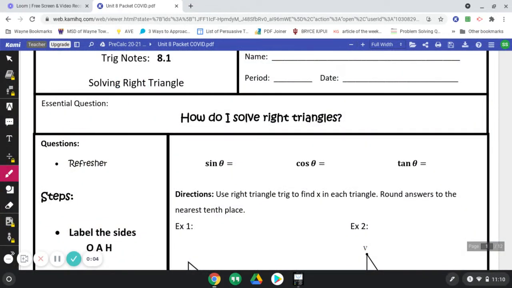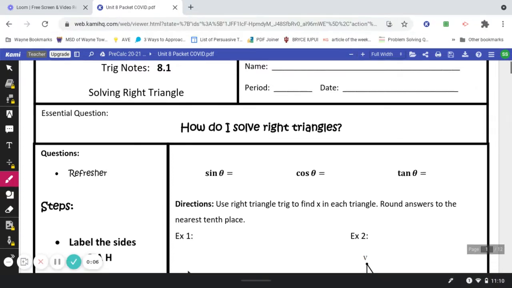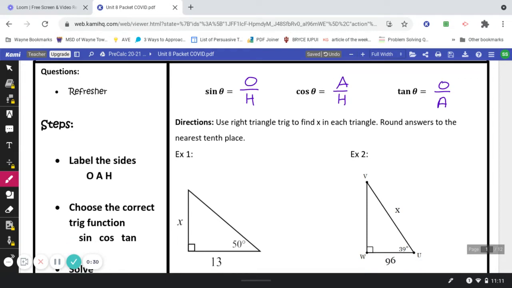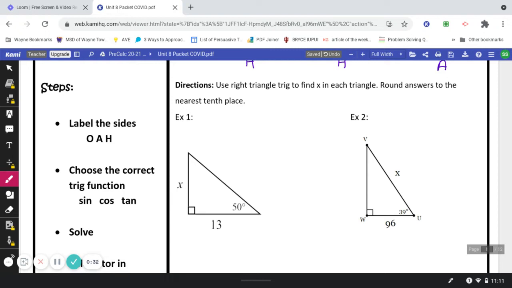All right, these are the 8.1 notes for trig. We're going to be solving right triangles, which we did earlier this year. Just a quick refresher: sine is O over H, cosine is A over H, and tangent is O over A. We're going to use that to help us solve these. The directions say use the right triangle trig to find x in each triangle and round the answers to the nearest tenth place. You have your steps along the left-hand side.